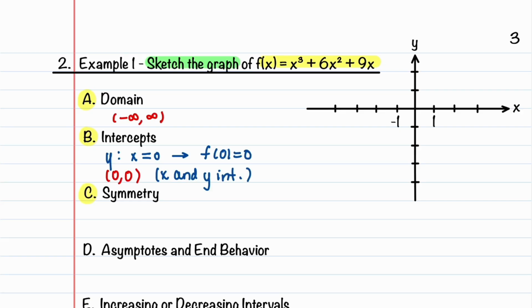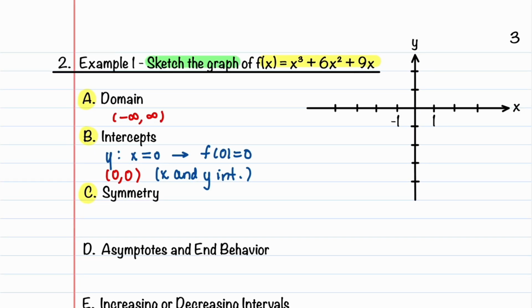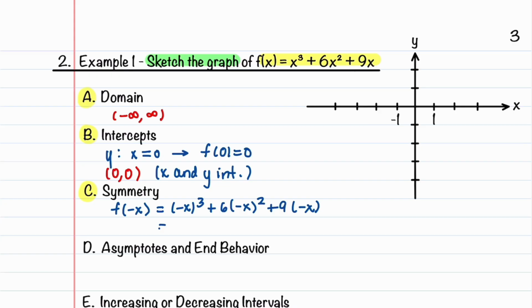Let's now look at the symmetry. To find the symmetry, what we're going to do is calculate f of minus x. So wherever we have an x in our function, we're going to plug in minus x. This gives us minus x cubed plus 6 times minus x squared plus 9 times minus x. This is minus x cubed plus 6x squared minus 9x.